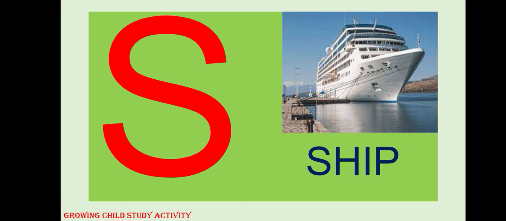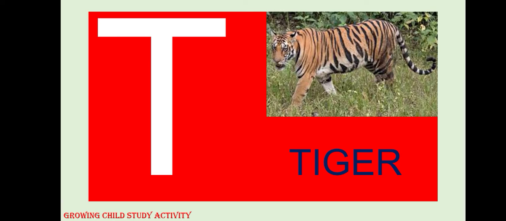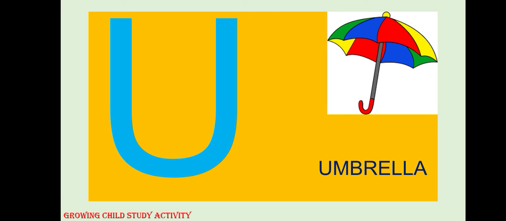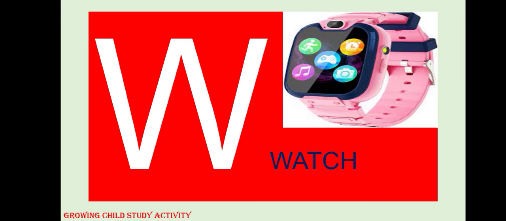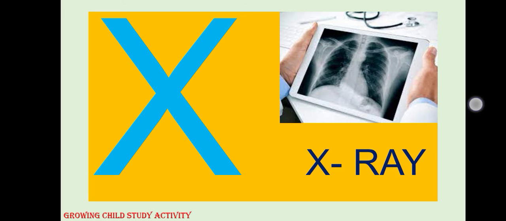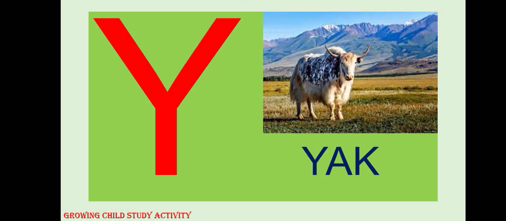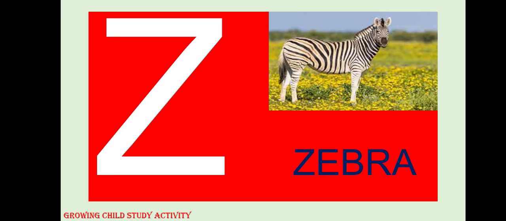S for sheep. T for tiger. U for umbrella. V for van. W for watch. X for X-ray. Y for yak. And Z for zebra.